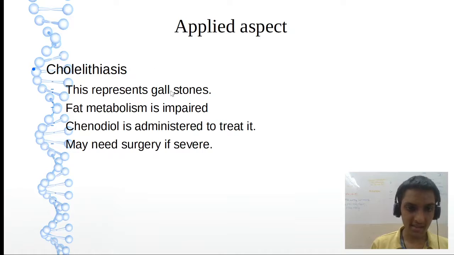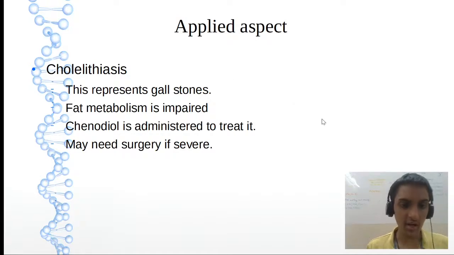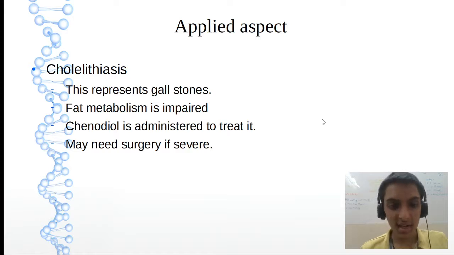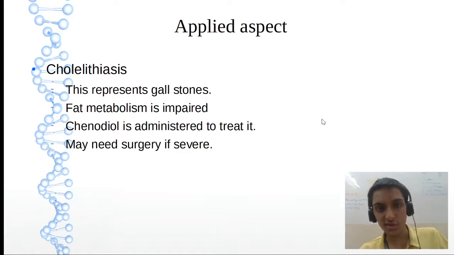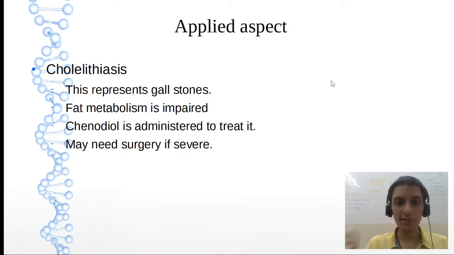Now cholelithiasis. This is also called gallstone disease. That means the bile acid metabolism did not happen properly, which led to gallstones in the gallbladder. So chenodiol is administered to treat it, but the problem is there are some patients who will be resistant to chenodiol, so it will not be a very good option. If it goes severe, surgery may be required.